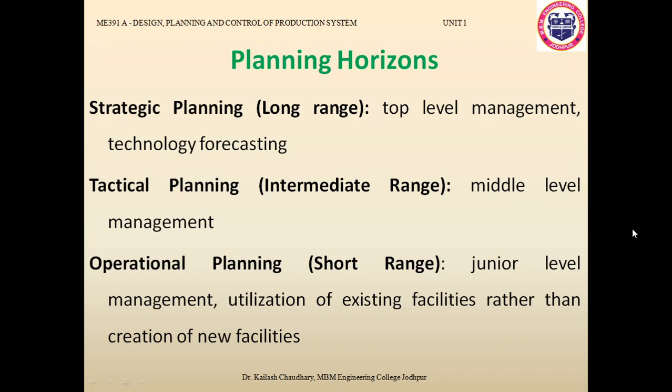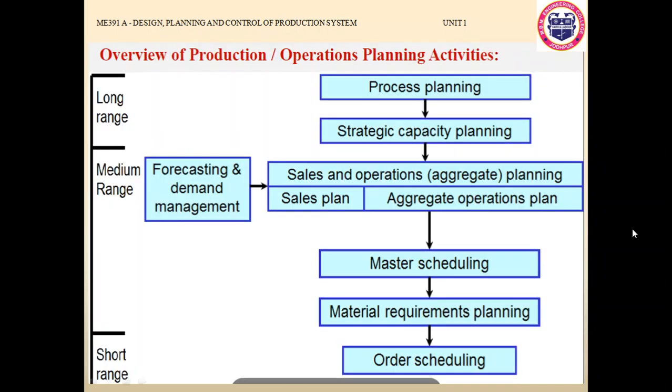Middle level management handles this. And the last one is operational planning, short range planning, which is handled by junior level management. They are basically utilizing the existing facility rather than creating a new facility. So they don't plan for the new facility, new technology, new manpower. They only follow the instructions given by the top management and middle management to utilize the existing facility and to do the production, to complete the production task.